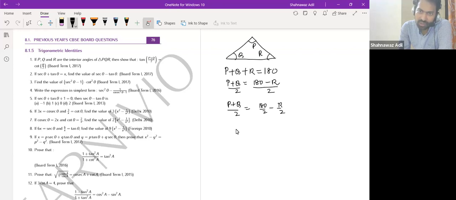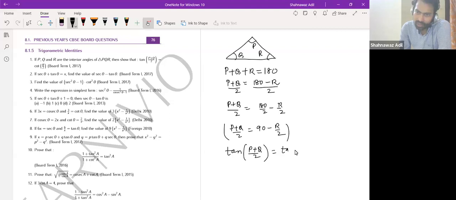Sorry, this is not in the syllabus, guys. So this is P plus Q by 2, and 90 minus R by 2, right? So if I put tan on both sides, this would be tan of P plus Q by 2, and this is tan of 90 minus R by 2.